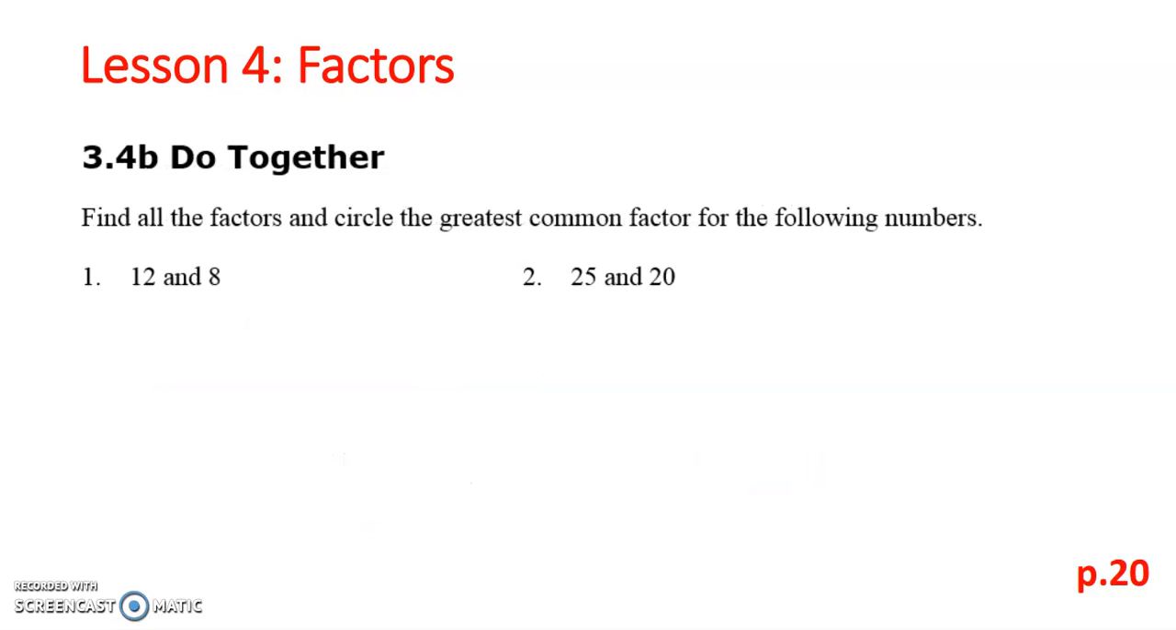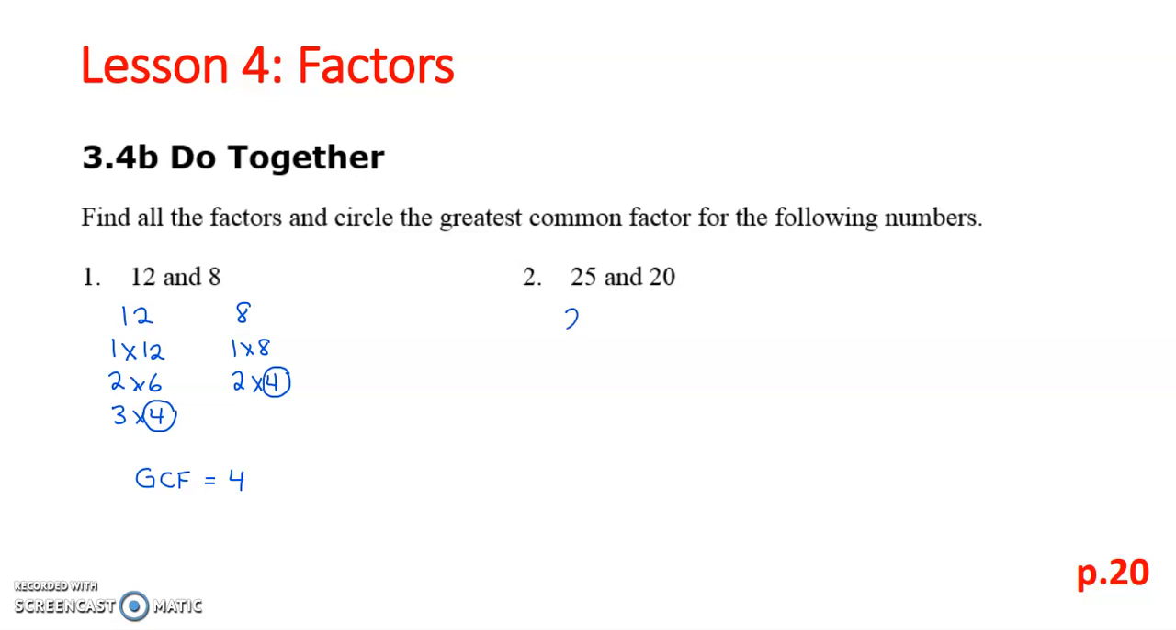So we're going to find all the factors and circle the greatest common factor. So 12 and 8. For 12, we can do 1 times 12, 2 times 6, 3 times 4. For 8, 1 times 8, 2 times 4. That's it. So we can see here that the greatest common factor is 4. So we write GCF equals 4.